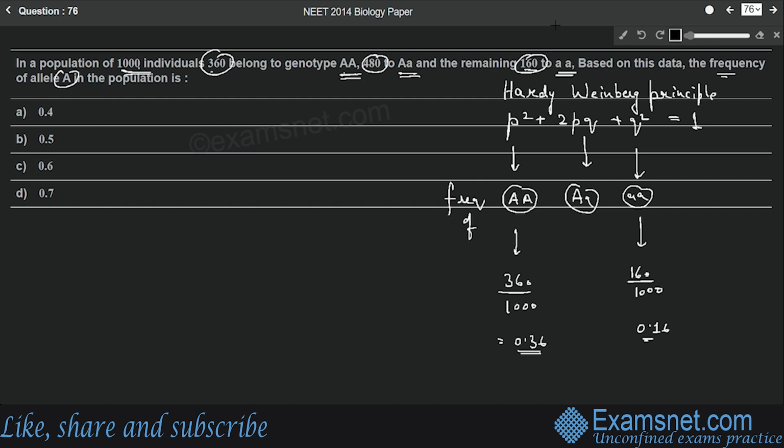But in this question, the frequency of allele capital A is asked. That means we have to focus on p square, capital A capital A. So p square is given as 0.36. So what will be the value of p? This will be equal to under root 0.36, that is 0.6. So the frequency of allele capital A will be equal to 0.6, that is option C will be the correct answer.